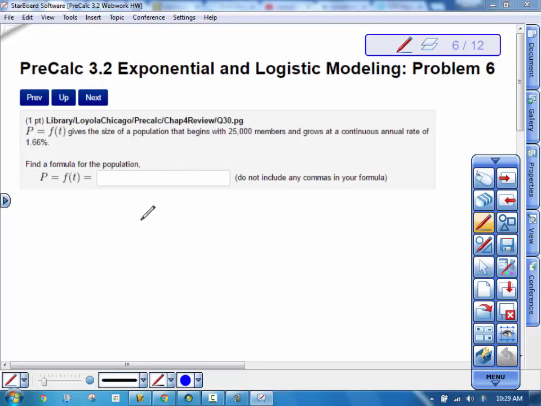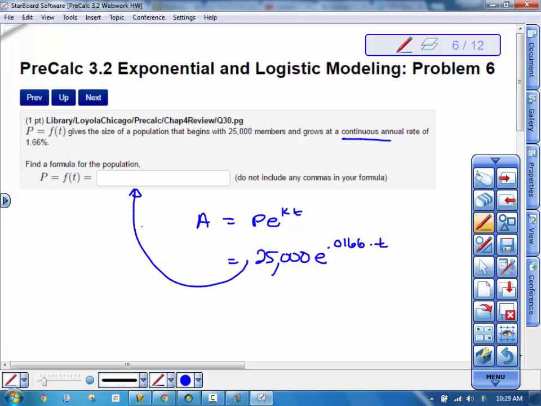Okay, the next problem gives us the population that begins with 25,000. It says continuous, so we're going to use that formula, which is A equals P e to the RT, or KT. And this P is the amount you start with, which is 25,000. E to the rate, right here, K is 0.0166 times T. So there's our function that goes right there for population.